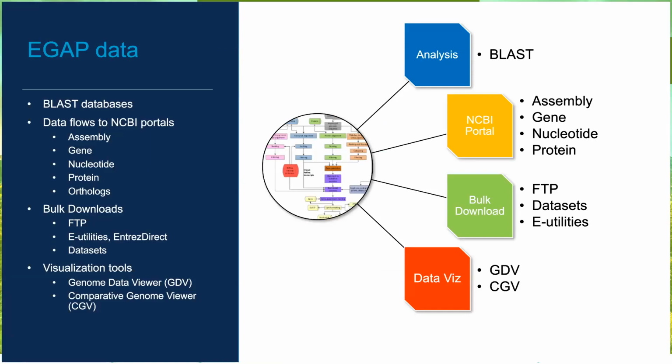I'm going to switch gears one last time and briefly touch upon the many ways you can access all of the rich annotation data. The data generated by the EGAP pipeline flows through a bunch of things. You see the BLAST databases that you can use for sequence searches. EGAP data flows into NCBI portals such as assembly, gene, nucleotide, protein, a bunch of files that are available in FTP, and data visualization tools like GDV, Genome Data Viewer, and CGV, Comparative Genomics Viewer.